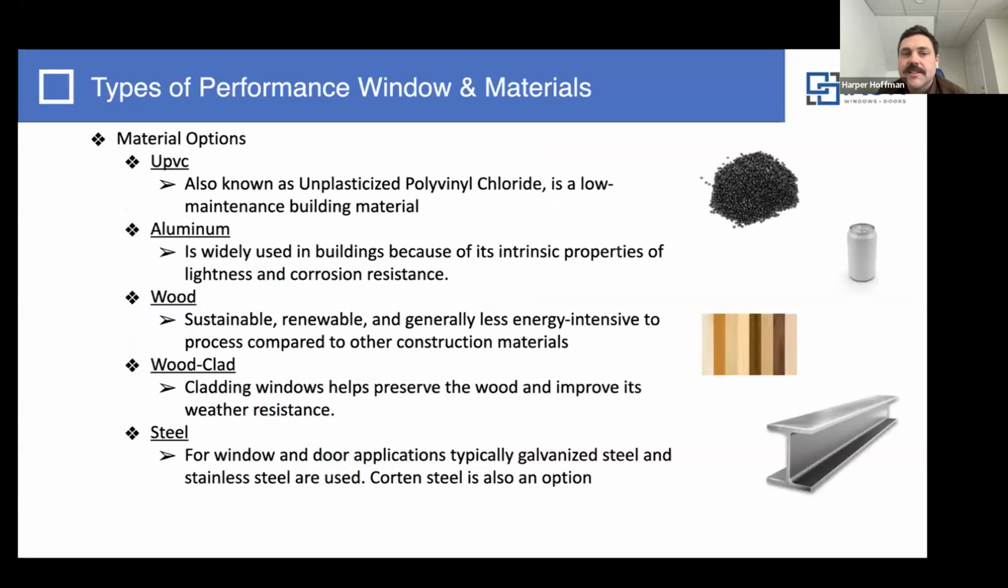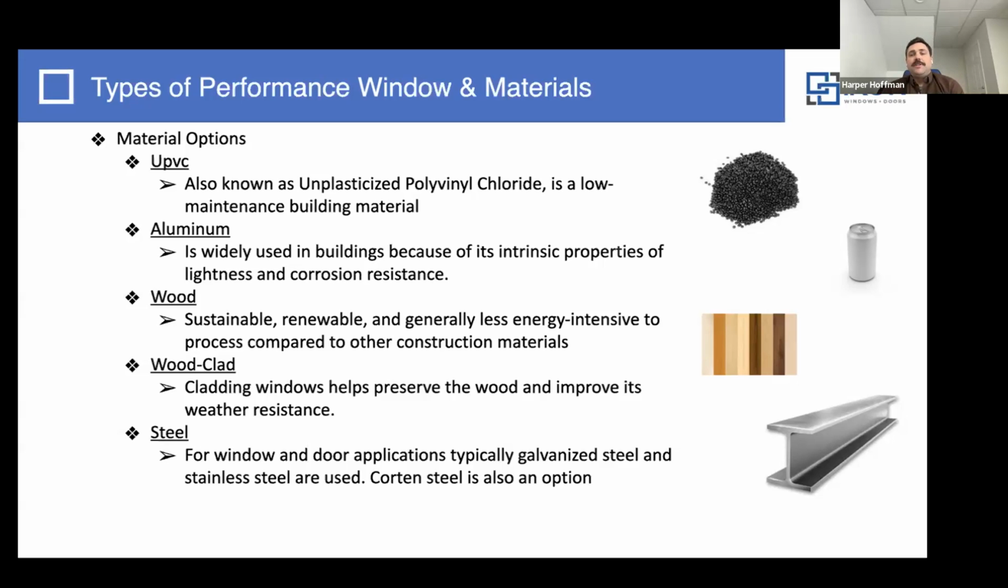UPVC stands for unplasticized polyvinyl chloride. It's a low maintenance building material. Next is aluminum. It's widely used in buildings because of its intrinsic properties. It's lighter, but still super, super strong. That way you can get that big glass in there. And generally it's corrosion resistant.